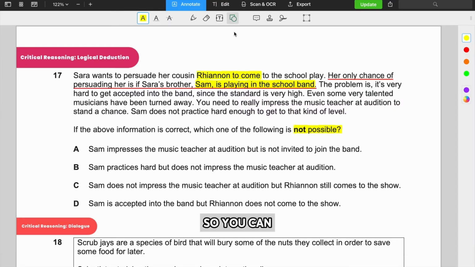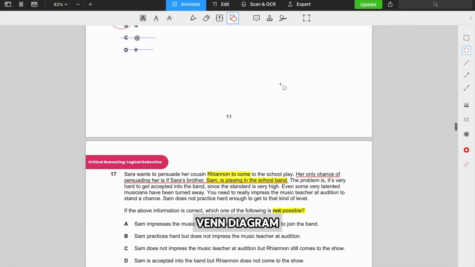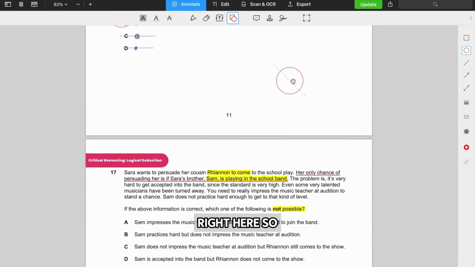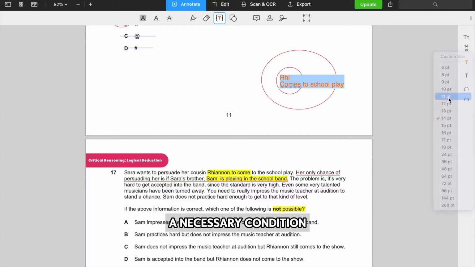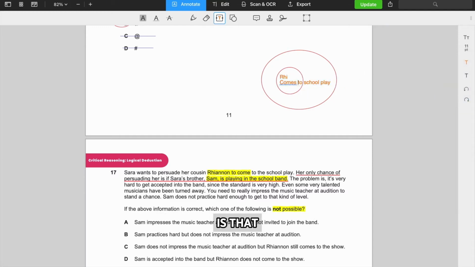Does that make sense? So you can actually represent this in a little Venn diagram, which I'll do right here. So for Rhiannon to come, so let's just write Rhiannon or Rhi comes to school play. Okay, so that's a smaller circle. A necessary condition is that Sam plays in school band, okay? All right.